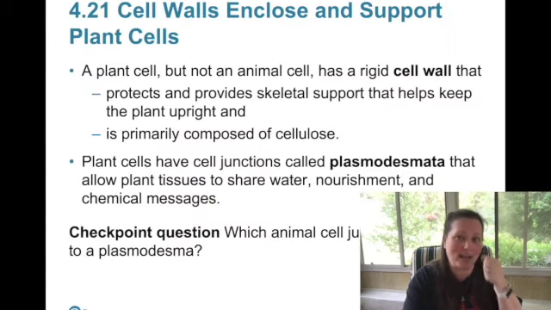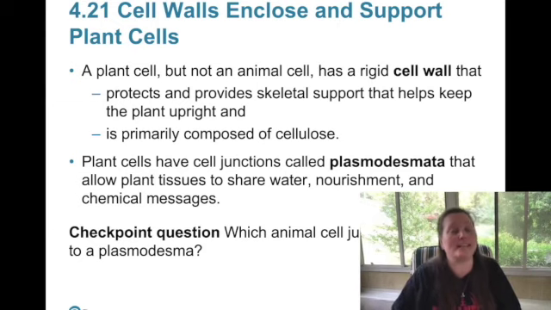Plant cell, but not an animal cell, has a rigid cell wall. Because again, animal cell does not have a cell wall. It protects and provides skeletal support that helps keep the plant upright and is primarily composed of cellulose.